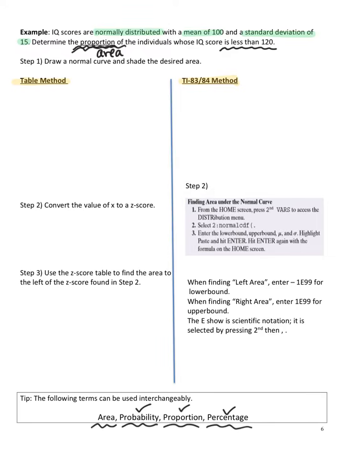I'm drawing a normal curve since it says IQ scores are normally distributed. It's not like you always draw a normal curve. If you have a uniform distribution, you draw a box instead of a normal curve. Okay, so let's do it. So we have a normal curve. Oh, I did a pretty good job, didn't I? All right, and our random variable is IQ score.